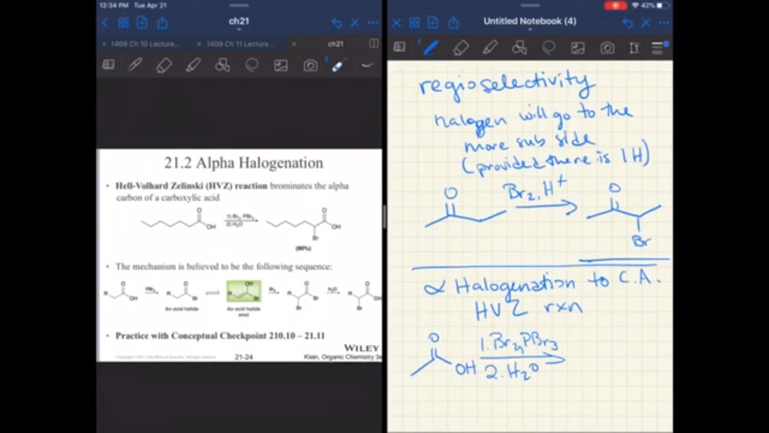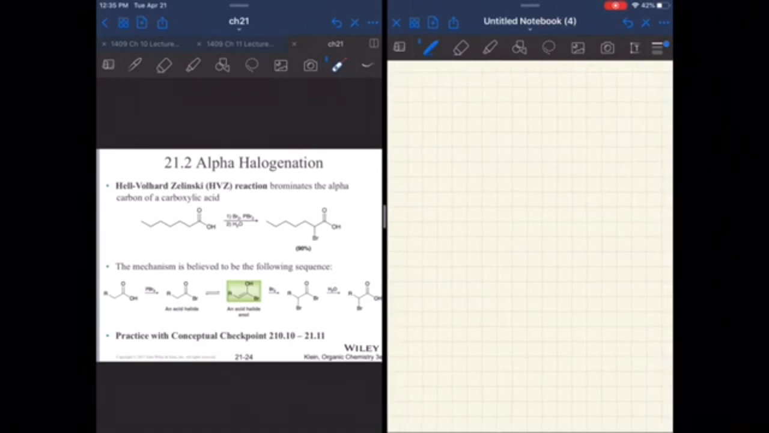That water workup is going to ensure that that OH is present at the end, but it will allow you to come to the same type of conclusion, right, where you put a bromine in the alpha position. So you have to know the mechanism of the acidic conditions for an aldehyde or ketone. You do not have to know the mechanism for the HVZ reaction, but you do need to be able to predict the products or the reagents.